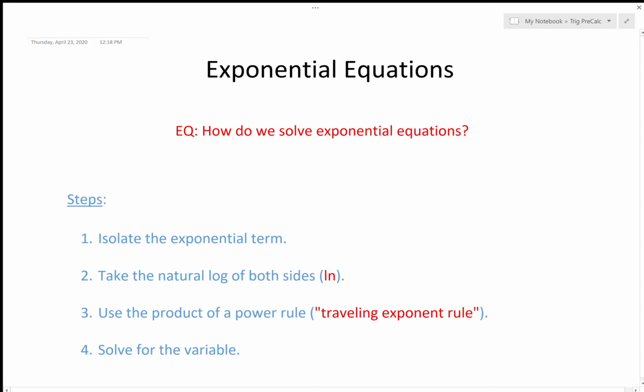We're again going to be using our properties of logarithms today to solve exponential equations. We got our steps right here, so we'll look back on these later on, but isolate the exponential term, take the natural log. Something to keep note of today, we're going to be using ln as our major function here on the calculator. So taking the natural log of both sides, use the power rule of logarithms, what I've called more as the traveling exponent rule.